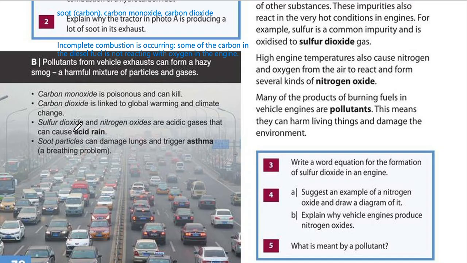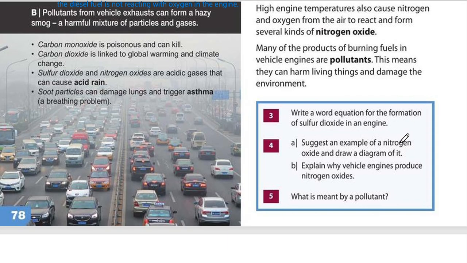Right, now let's see what is included in these. Carbon monoxide. This is poisonous and it can kill. Then carbon dioxide is linked to global warming and climate change. Sulfur dioxide and nitrogen oxides are acidic gases that can cause acid rain. Soot particles can damage lungs and trigger asthma, a breathing problem. So see what a lot of things it can do. Mostly harmful things.